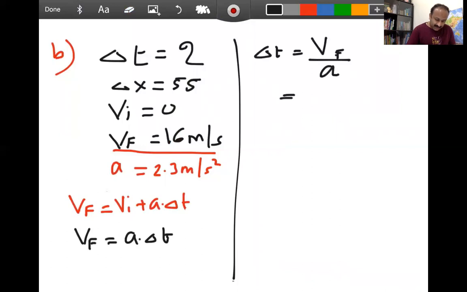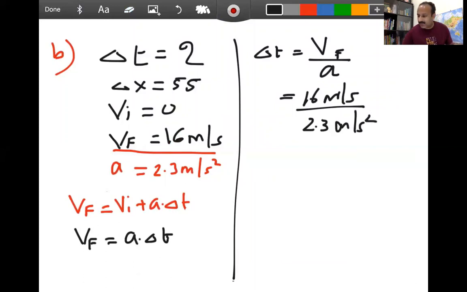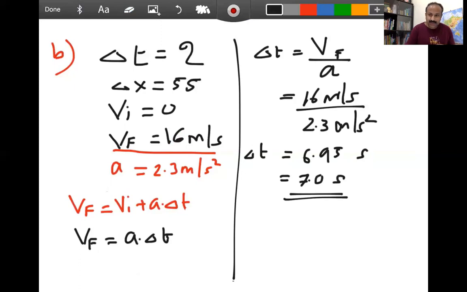What's your Vf? We already calculated 16 meter per second, divided by your acceleration, 2.3 meter per second square. So 16 divided by 2.3 is going to be 6.95. So delta t is equal to 6.95 seconds. In two significant figures, this will be 7.0 seconds. So this is the answer for 3B.